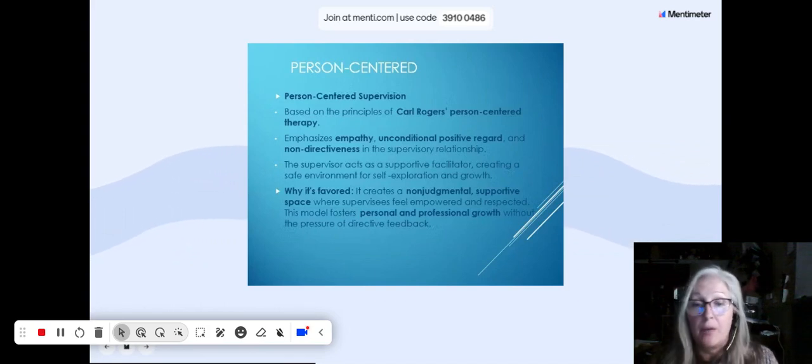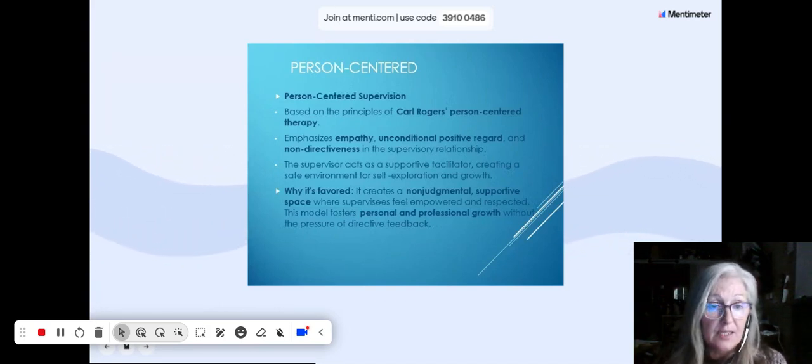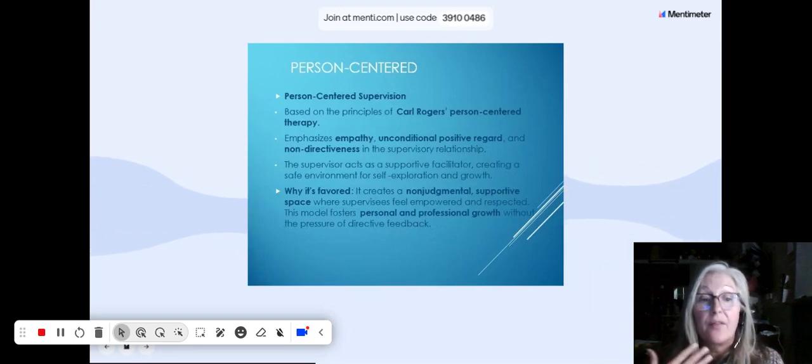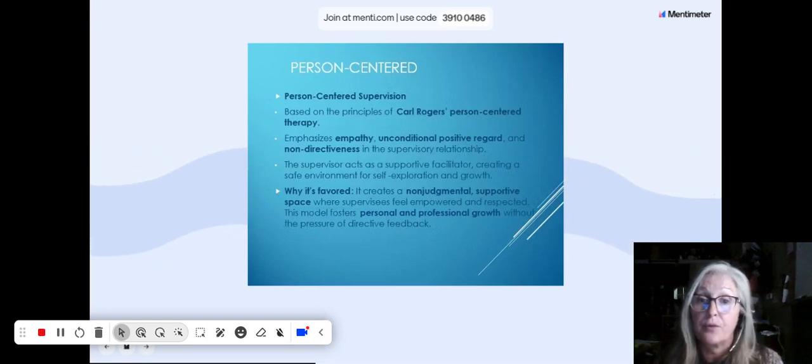Person-centered. Person-centered is very much just like the theory that you're used to. The belief is that as a clinician, you have the power to become the clinician that you need to be, and the role of the clinical supervisor is to be a collaborator, not an authority figure, but a collaborator, and provide this environment where you can process and have that professional growth.